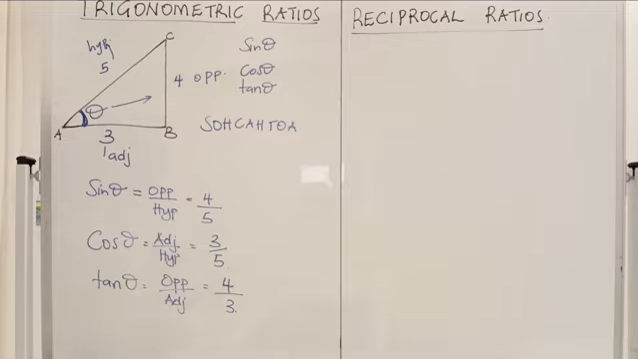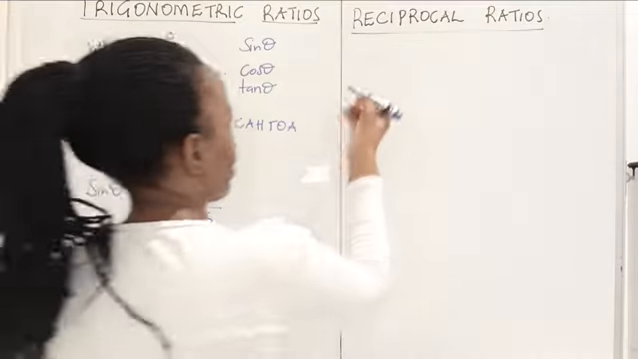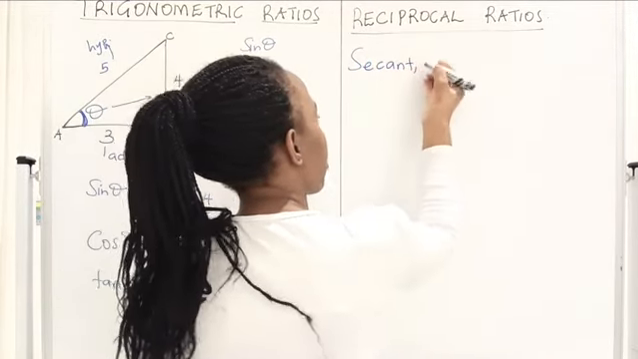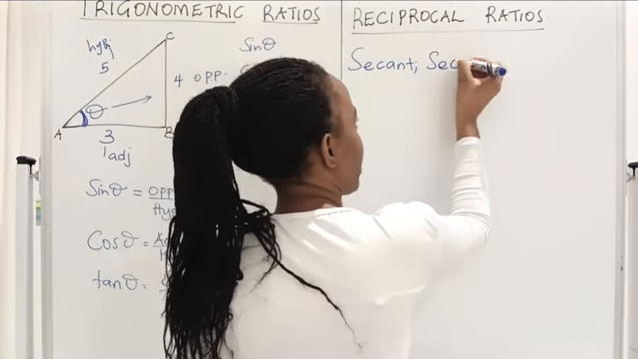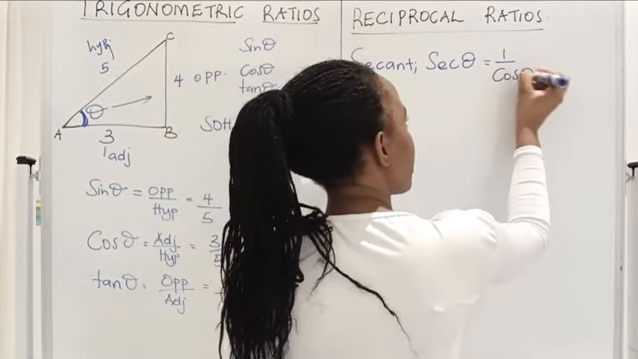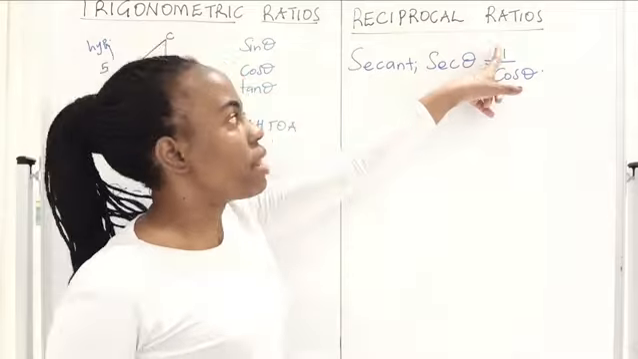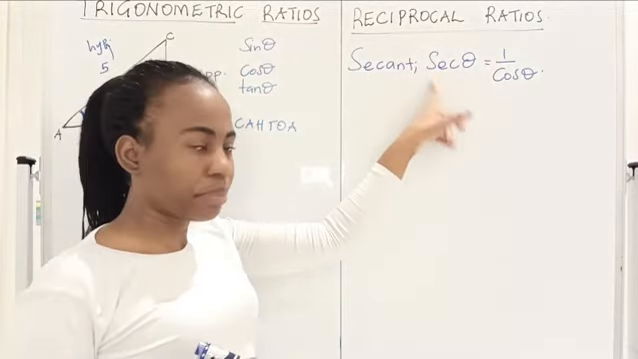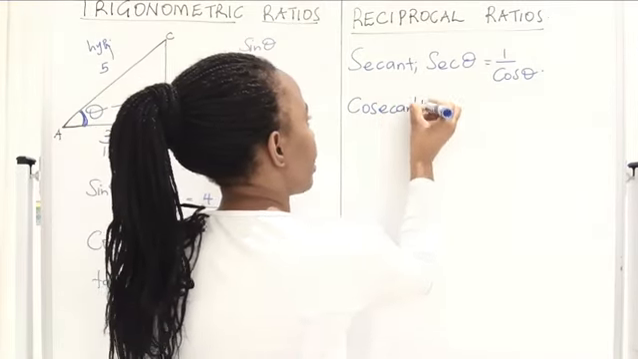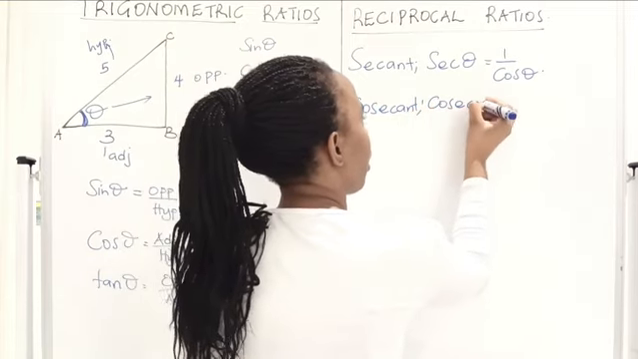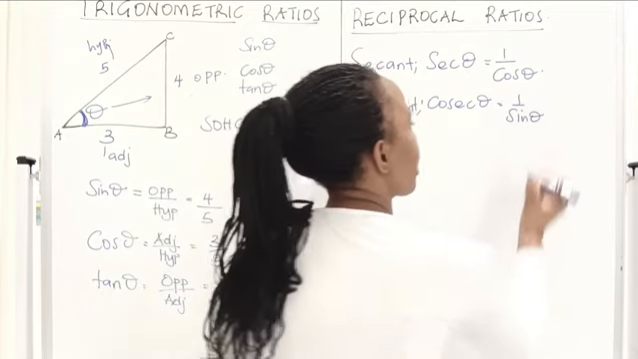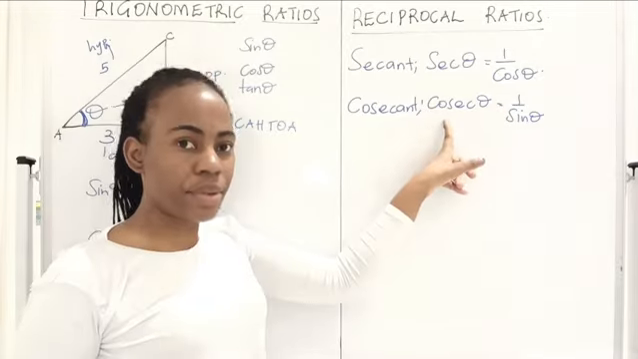Now let us look at the reciprocal ratios. We have secant, which is normally written as sec. Sec theta is equal to 1 out of cos theta. This is the reciprocal. The reciprocal of cos is sec. Then we have cosecant, which is normally written as cosec. Cosec theta is 1 out of sine theta.